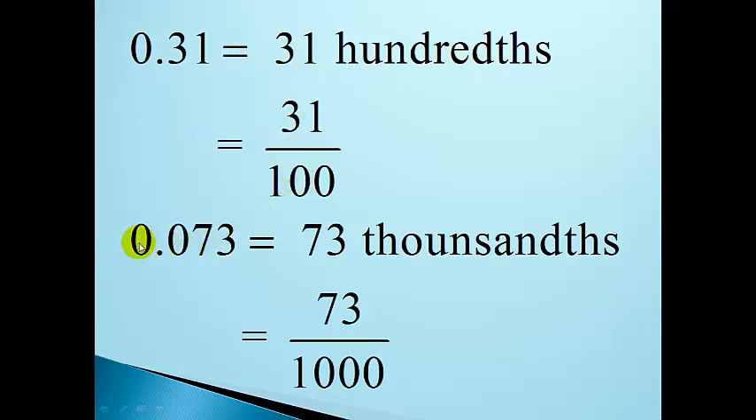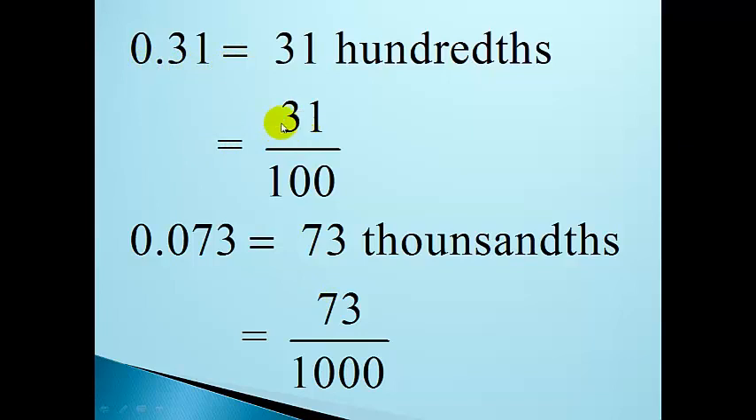Now considering 0.073. This is equal to 73 thousandths, because 73 is occupying the thousandth position, because we have three digits after the decimal point. 0.073 equals 73 thousandths, and that is equal to 73 divided by 1000.